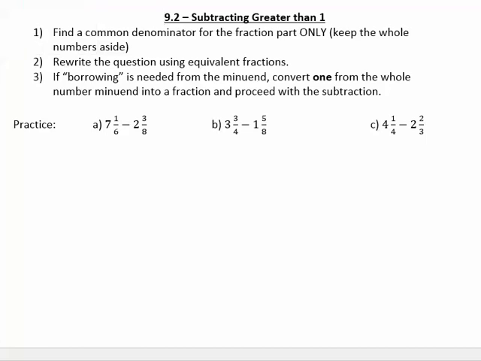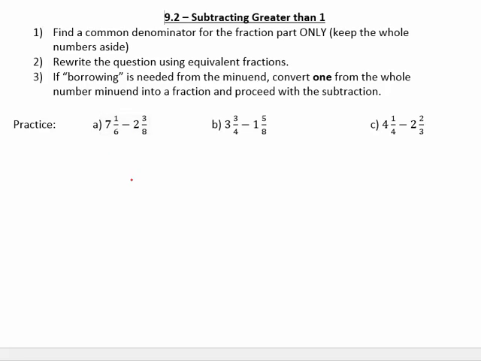So great, we are now back in grade 8 math and we're continuing on now with mixed fractions, and now we're subtracting fractions greater than 1. So we looked at the last lesson where we had adding fractions greater than 1, and what we did was we just kept the whole numbers and the fractions separate. So we're going to do kind of the same thing.